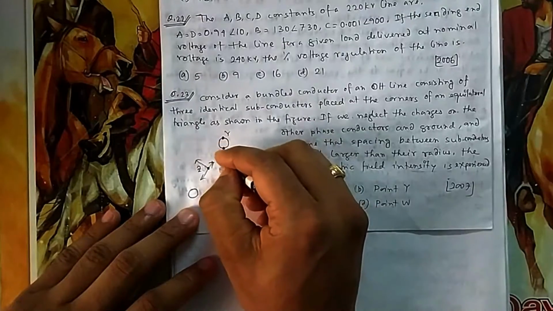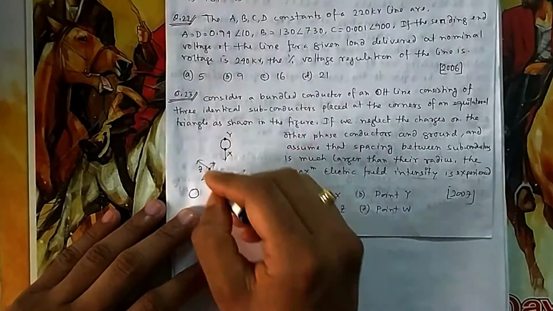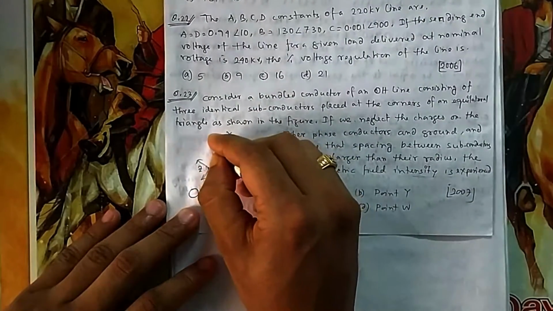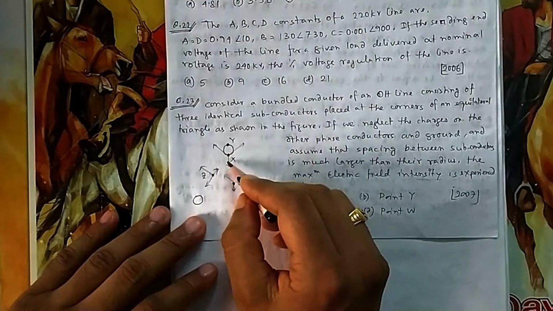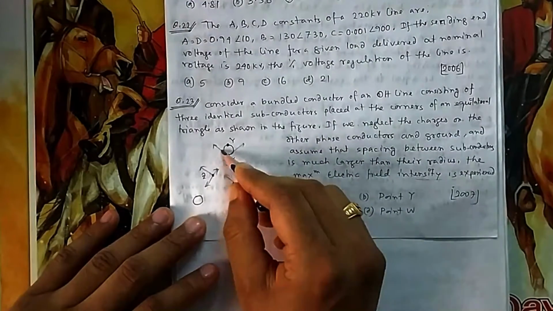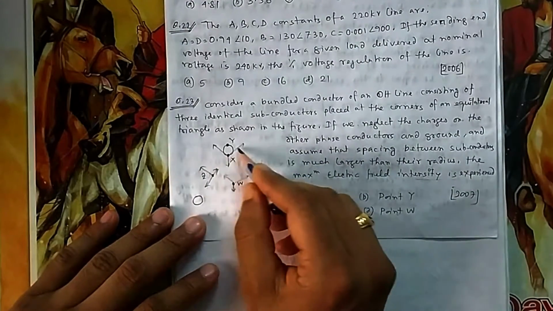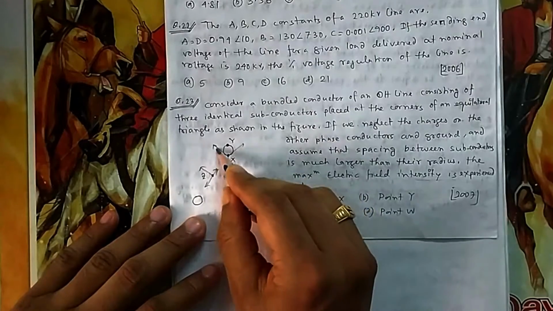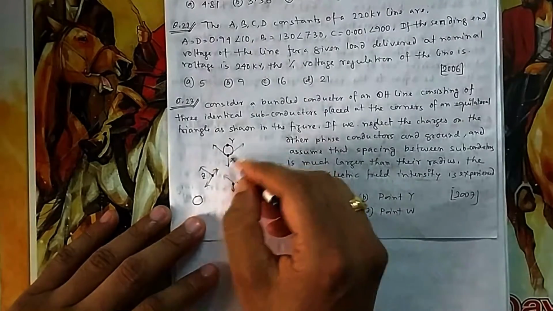If you come to X, due to this it will be outside, due to this it will be this side, due to this it will be this side. Again you can see this one portion will get cancelled. Ultimately they will cancel each other. This horizontal portion will cancel. 3 are in opposite direction.